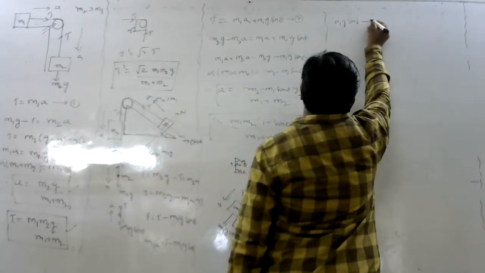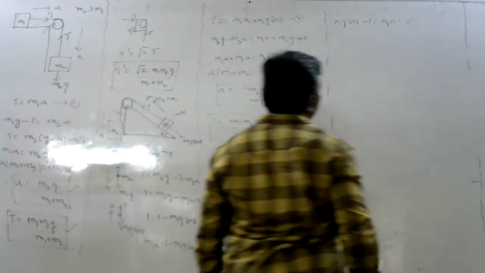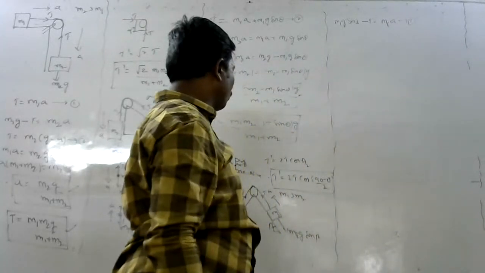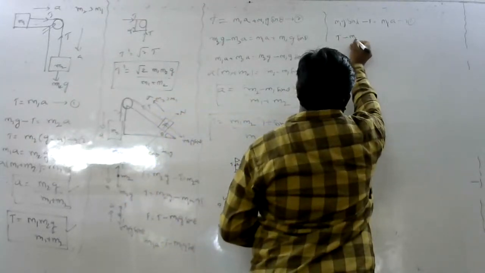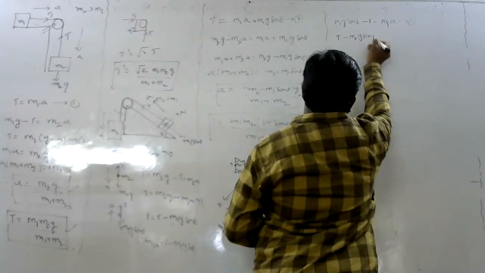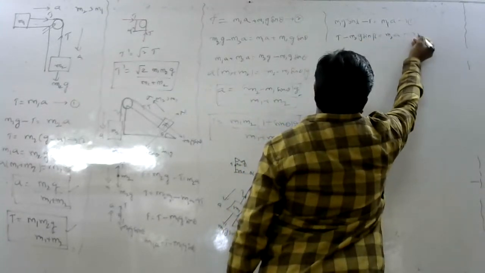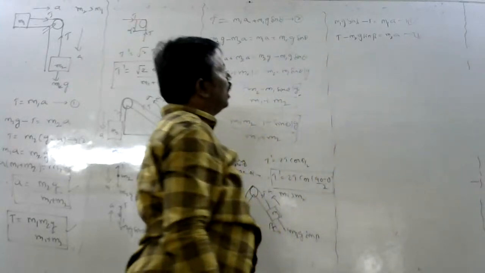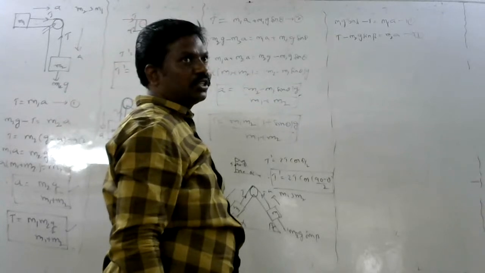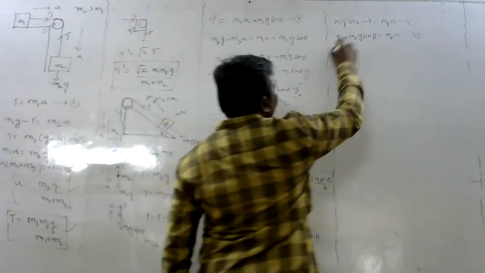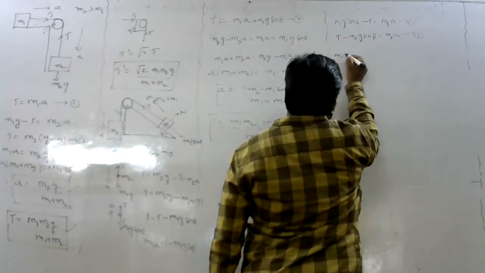M1 g sin alpha minus T is equal to M1 a. That is equation 1. From this one, tension T minus M2 g sin beta is equal to M2 a, equation 2. Adding equations 1 and 2, T will be cancelled. So g is also common.